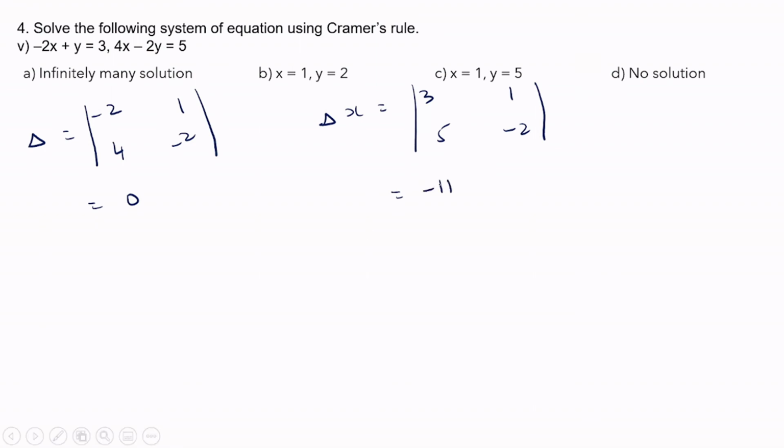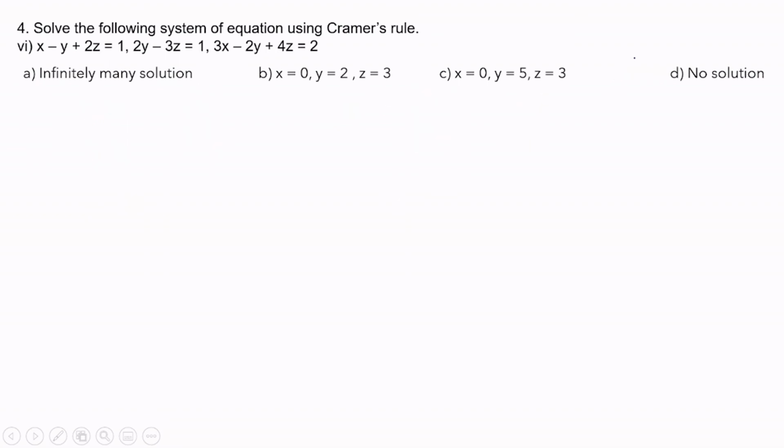Now we have seen that if delta is equal to 0 and any one of the deltas, delta x or delta y, is non-zero, then the given system of equations is inconsistent and it does not have a solution. So here we got delta equal to 0 and delta x is non-zero. So this system of equations has no solution.